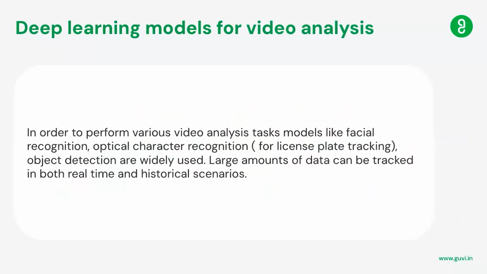There are a lot of different deep learning models that are employed for these different kinds of tasks, and large amounts of data can be tracked in both real-time and historical scenarios. So let's say license plate tracking, video surveillance for traffic jams, or facial recognition. These are some real-time tasks that happen on the go, right?